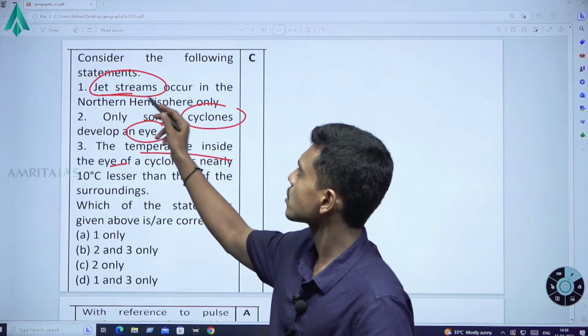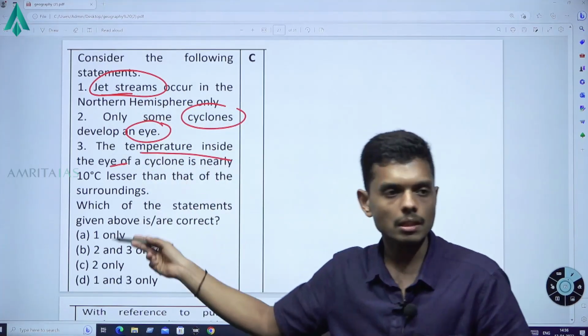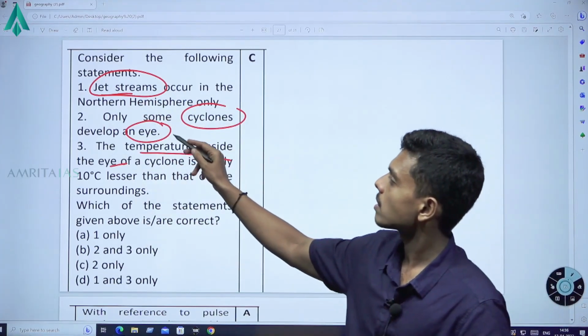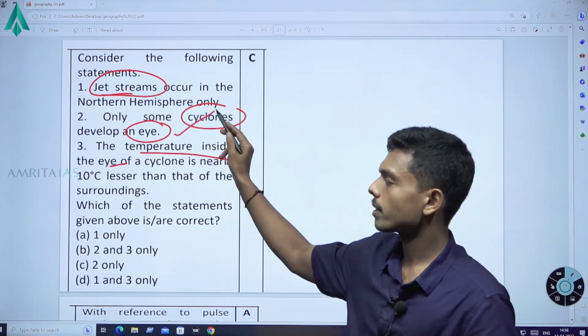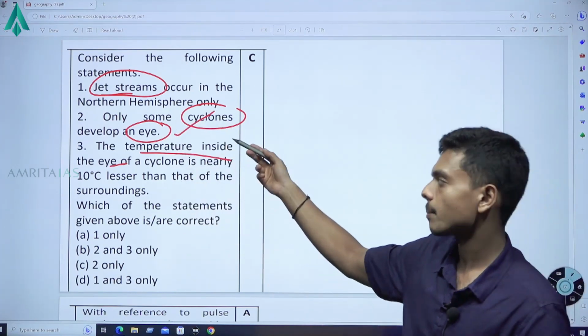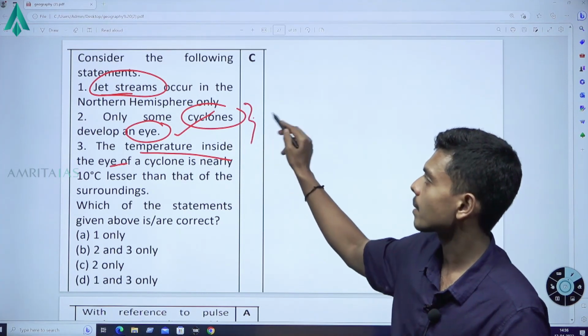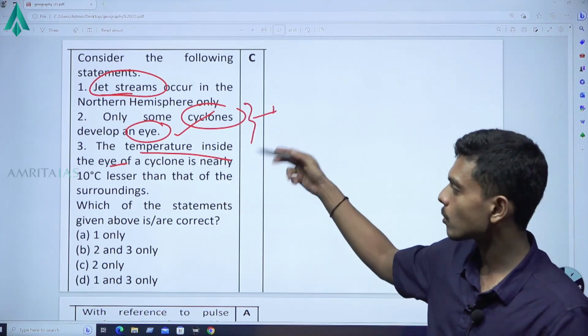So jet streams not just occur in the northern hemisphere but in the southern hemisphere also. And so only some cyclones develop an eye. That's true. Only tropical cyclones have an eye, not the temperate cyclones. So the difference between tropical and temperate cyclones, you should know everything properly.